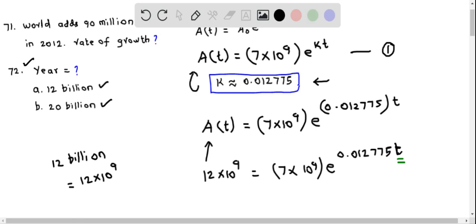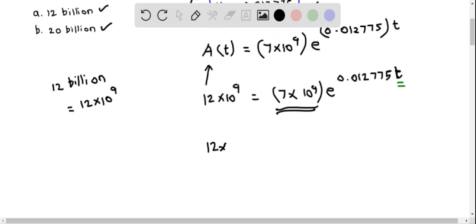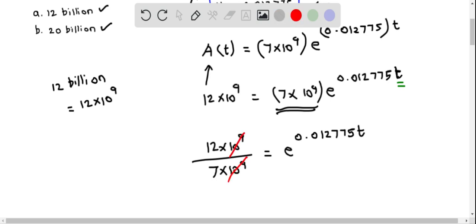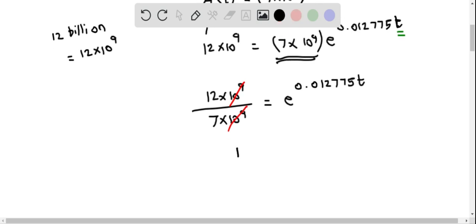First I divide both sides by this expression. So we will get 12 times 10 power 9 divided by 7 times 10 power 9, and this equals e raised to the power of 0.012775 t. And so we can do some cancellation here. This 10 power 9 and 10 power 9 get cancelled, and finally we are left with 12 by 7. This equals e raised to the power of 0.012775 t.